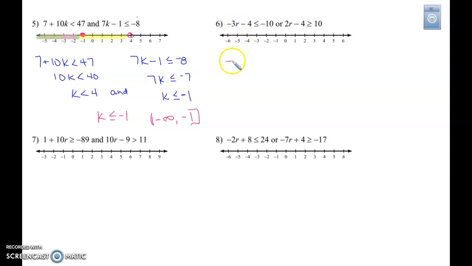Okay, for number 6, the same thing. We have -3r minus 4, which is less than or equal to -10. This one is an "or", so typically ors go away from each other. We have 2r minus 4 is greater than or equal to 10. So add 4, -3r is less than or equal to -6, divide by -3, so flip the sign, so it'd be r greater than or equal to 2. And then here add the 4, so you get 2r is greater than or equal to 14, divide by 2, so r is greater than or equal to 7.